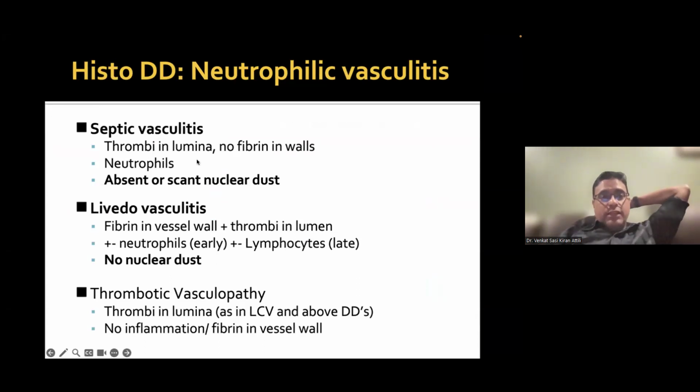Now, how does septic vasculitis differ from leukocytoclastic vasculitis? In septic vasculitis, there is often absent or scant nuclear dust. Even though there are neutrophils, the nuclear dust is absent. So there is no leukocytoclasis. Therefore, it's just a septic vasculitis. The typical feature is thrombi in the lumina, though there is no fibrin in the walls. So fibrin in the walls and leukocytoclasis is typical of leukocytoclastic vasculitis. In septic vasculitis, there are thrombi, but no fibrin in the walls, neither is there any nuclear dust.